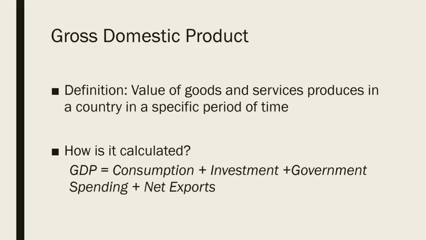The other model is what we call the gross domestic product model. So the definition of the gross domestic product, it's the value of goods and services produced in a country in a specific period of time. Typically, we're going to look at a single year. So how is it calculated? We look at the different ways in which goods can be produced. So goods can be produced for consumption, meaning that they're consumed today. They can be produced for investment. They're used to make other goods. We can look at government spending and net exports.